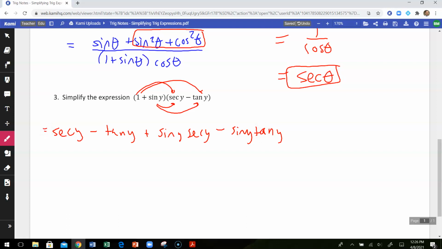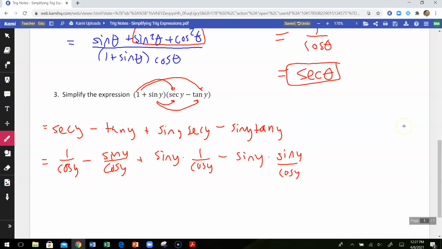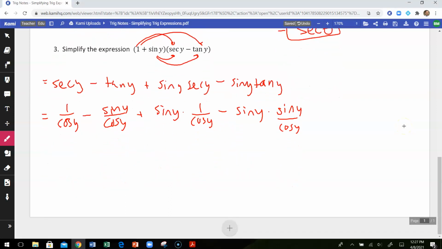So at this point, I am going to change everything to sine and cosine. So secant is the reciprocal of cosine. Tangent is sine over cosine. And so I'm changing all of those into sine and cosine. Okay, that's going to be a skill that is going to be pretty important when it comes to simplifying trig expressions, is that you change things to sines and cosines, and then you're working a lot with the same trig functions so that you can combine them and so forth.